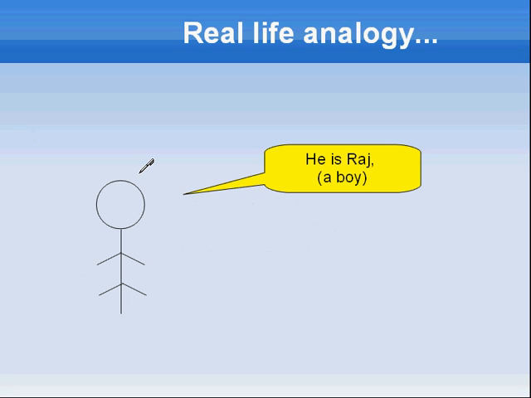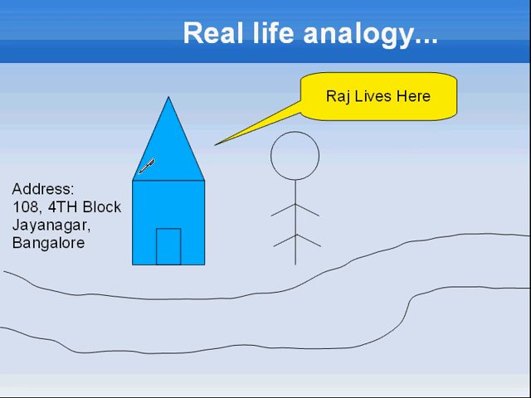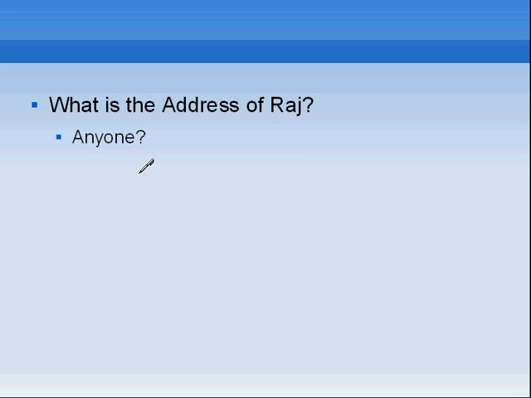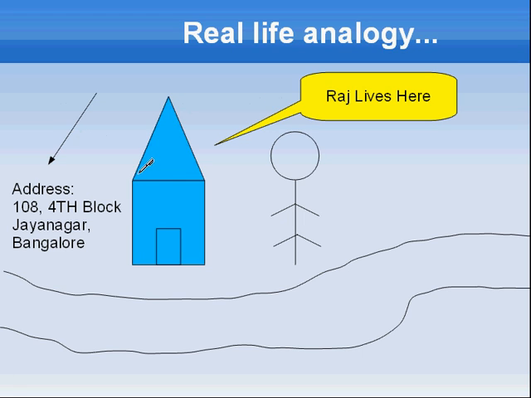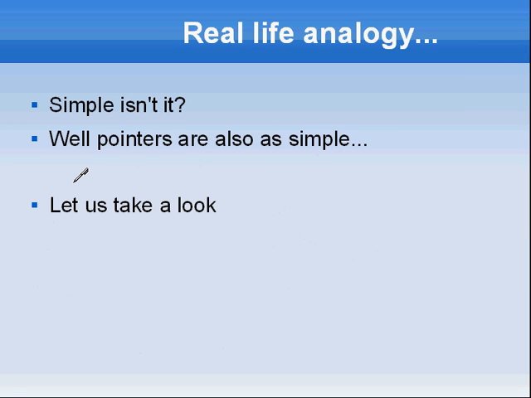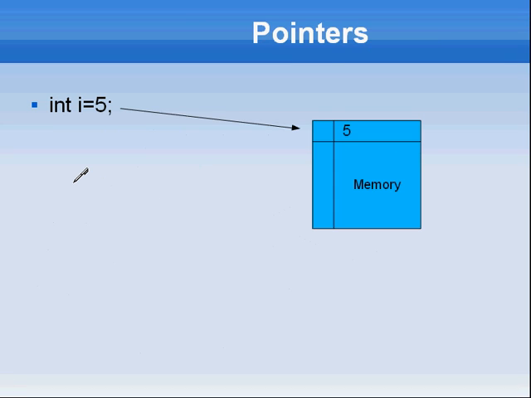Now we'll take a real life analogy. Say for example, here is Raj, a boy, and he lives at this particular address, 108 4th block, Jayanagar, Bangalore. If somebody asks you what is the address of Raj, it's very simple. The address is right here. He lives in Bangalore. Simple. Pointers are also as simple as this. Now let us take a look at the examples.